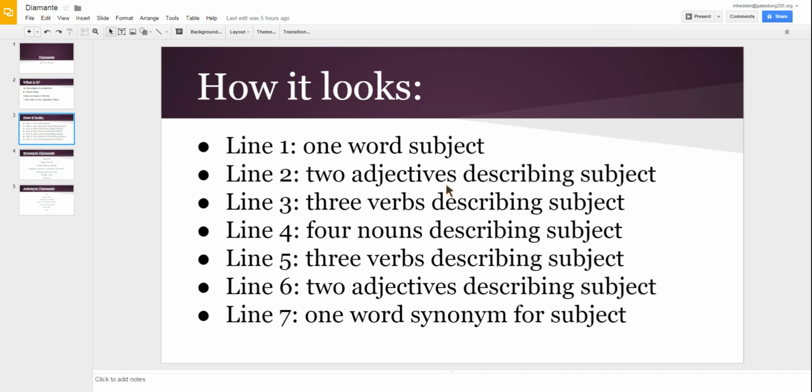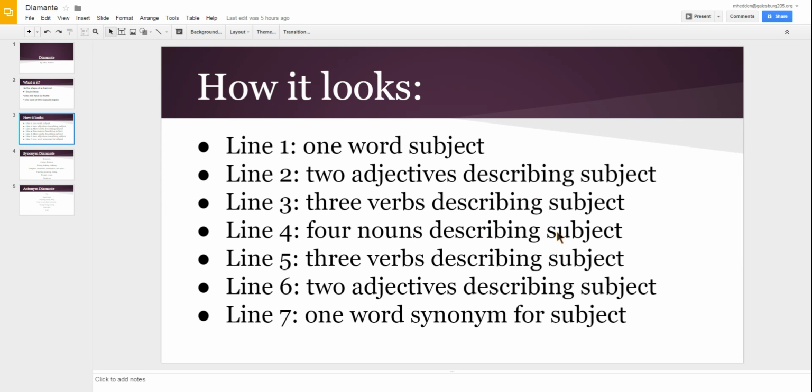The Diamante poem is set up like this. The first line is your subject, just like your cinquain poem we learned about the other day. The very first line is just your 1, maybe 2 word subject. Your next line, you have 2 adjectives, 2 words that describe the subject, just like the cinquain poem. And again, just like the cinquain poem, the third line has your 3 verbs describing the subject. Remember, those are your ing words.